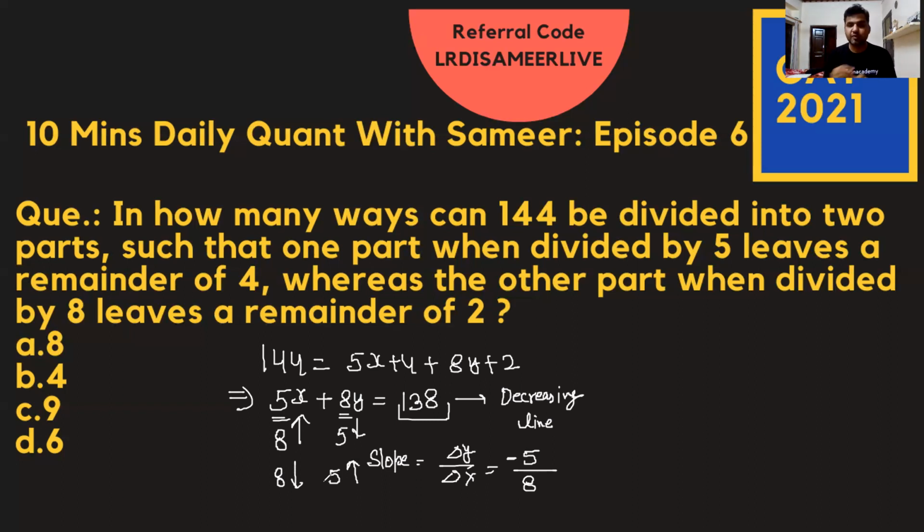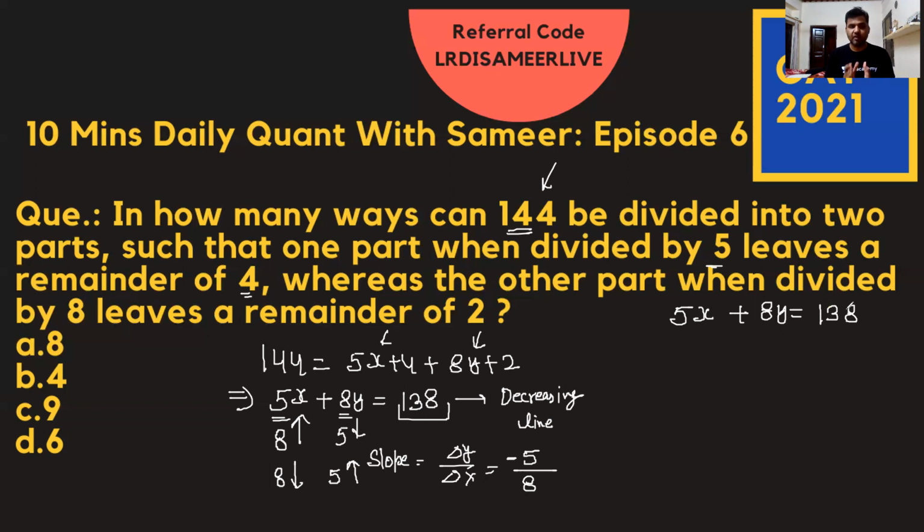Now I'm supposed to find out in how many ways this can be done. So basically, I'm supposed to find out the integral values of x and y. In how many ways can 144 be divided into two parts such that one part when divided by 5 leaves a remainder of 4? Obviously, x and y, which are taken as quotients, have to be integers, right? So therefore, I'm looking for the positive integral solution of 5x plus 8y equal to 138.